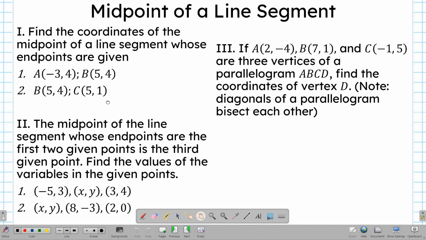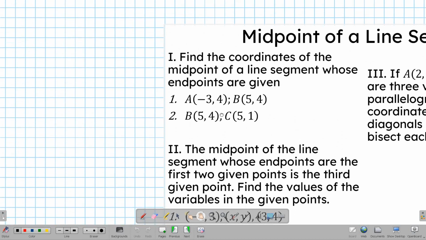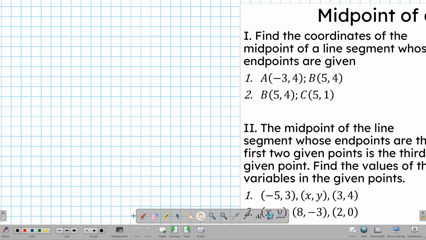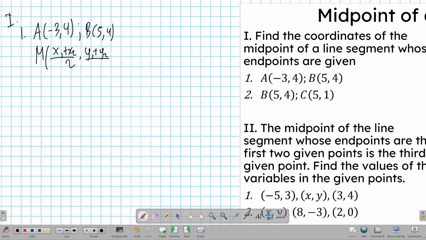In part 1, we are asked to find the coordinates of the midpoint of a line segment whose endpoints are given. Pretty straightforward. So, isolve natin yan. For part 1, number 1, ano daw ang midpoint ng points ng line segment with endpoints A at negative 3, 4 and B, 5, 4. So we simply apply the midpoint formula. You can use any point for the midpoint, usually letter M. So the midpoint M would be, apply our formula, x sub 1 plus x sub 2 over 2 and y sub 1 plus y sub 2 over 2.